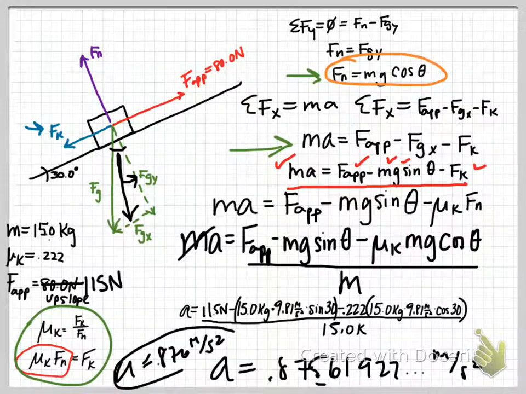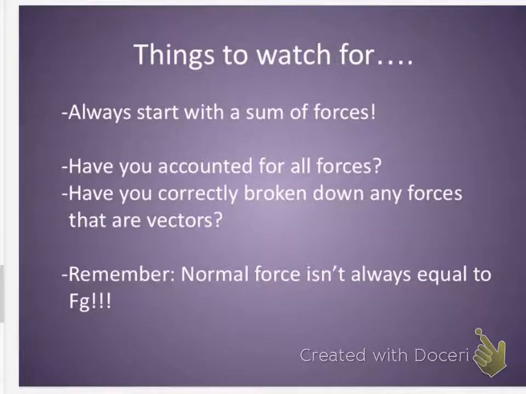Let's go through a list of cautions. Always start with your sum of forces. Make sure you've got a free body diagram. Make sure you have all your sums of forces. Have you got every force mentioned? Do you have those forces accounted for properly? Have you broken down any forces that are actually vectors to start with? And above all, if you can remember this, and after the mini forces in friction lab, you shouldn't be able to forget it: normal force is not always just equal to Fg.